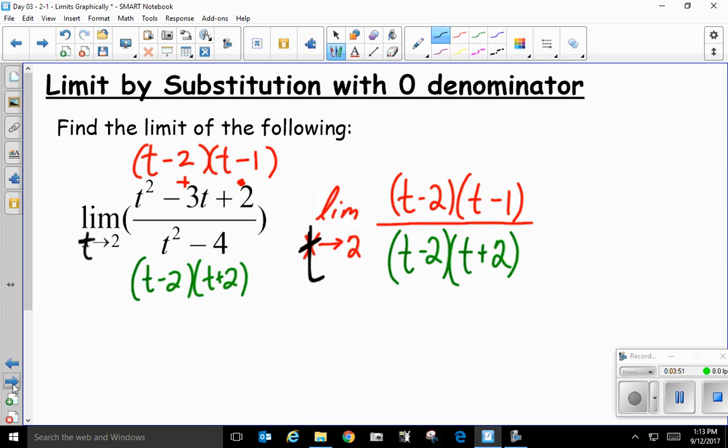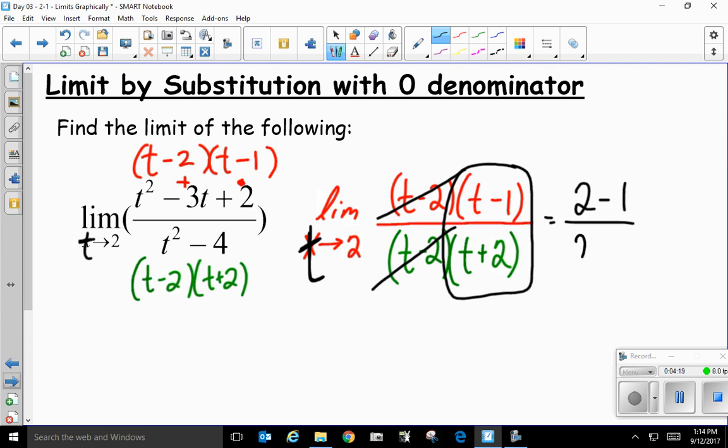But what can I do now? The top and bottom cancel. You have a t minus 2 and a t minus 2. Factoring and canceling, when you first learn it in 8th grade, you need to be good at that and stay good at that for the rest of your high school careers and into college, depending on what math classes you take. So now, can I throw a 2 in for my t here? I can. I get 2 minus 1 over 2 plus 2, which is 1 over 4. Good job, and there you go.